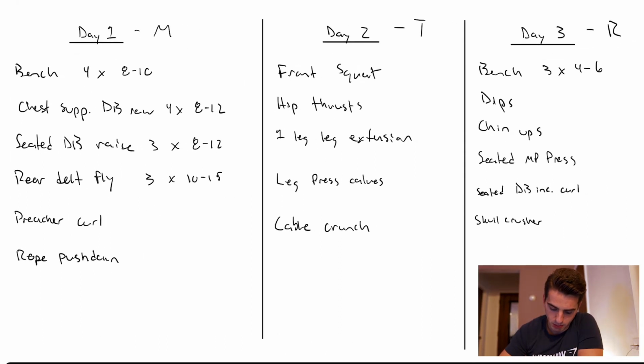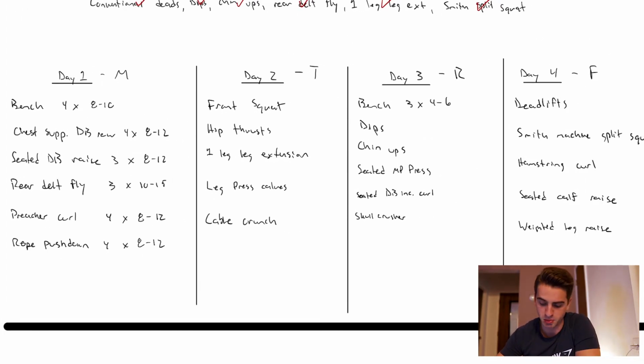And then preacher curl, so I'm probably going to hit 4 sets of arms just because it's been a while since I've really targeted the arms, and beach body season is right around the corner. So we'll do 4 by maybe, we'll say 8 to 12 on this one. We'll see. I might end up going a little higher, maybe 10 to 15, but we'll feel that out once we start putting this plan into action.